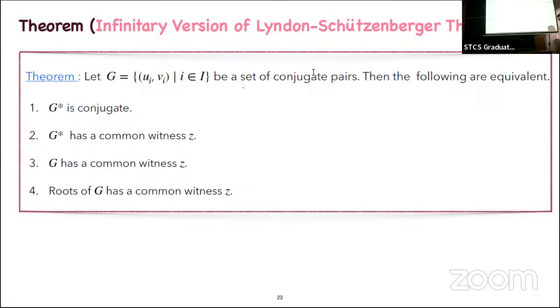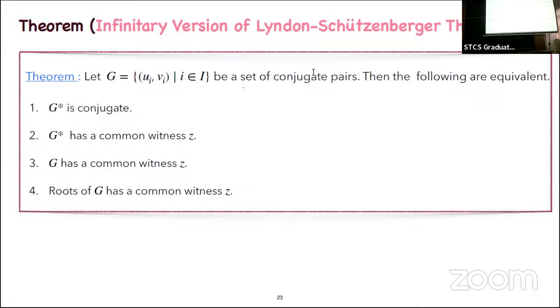So the implications 4 to 3, 3 to 1, 1 to 2 are each just two lines. Even 2 to 3 should be a direction, like G is a subset of G star, so it should follow. 2 to 3 is obvious because G star contains G. Similarly, 2 to 1 is obvious. It just follows from Lyndon-Schützenberger, because if every pair in G star has a common witness, then by Lyndon-Schützenberger those are conjugates, therefore G star is conjugate.